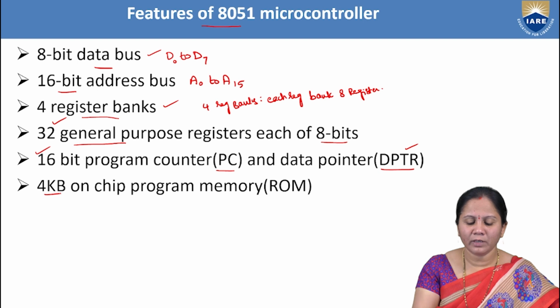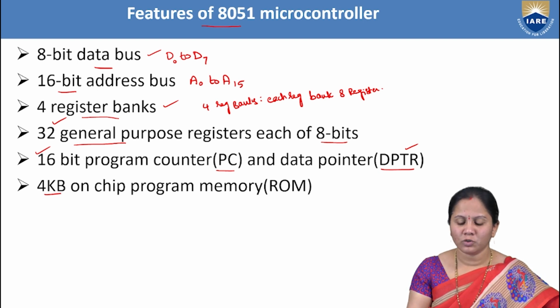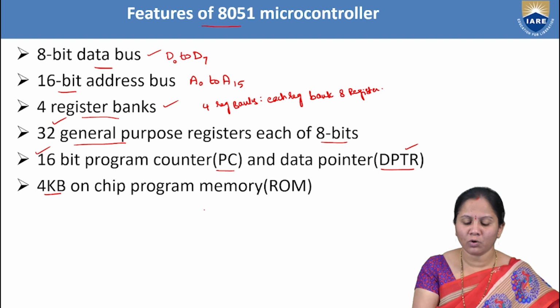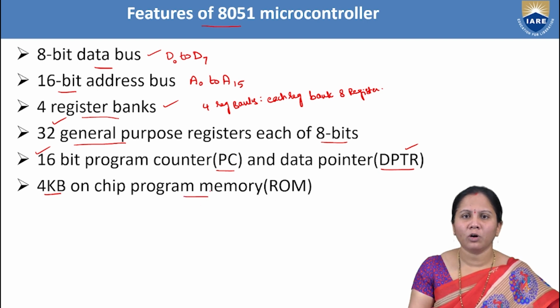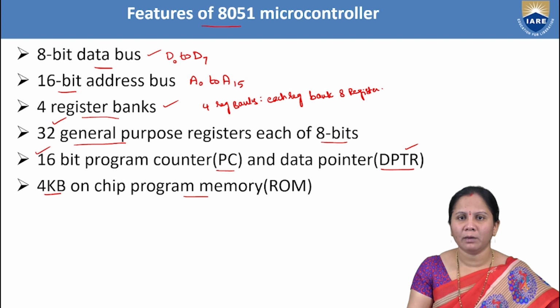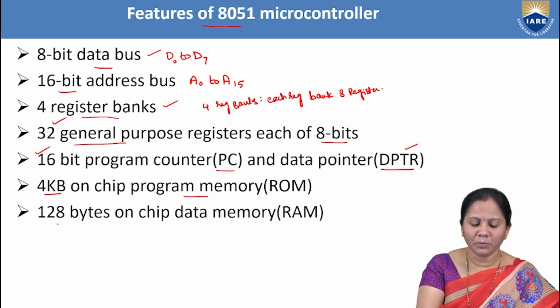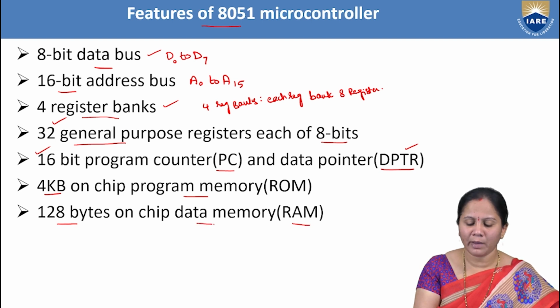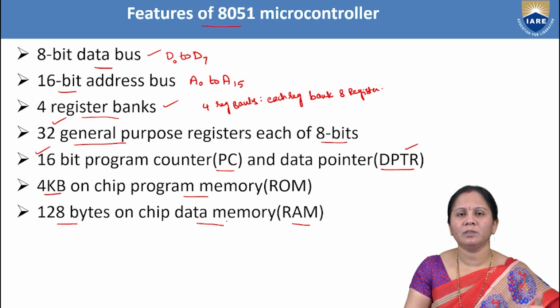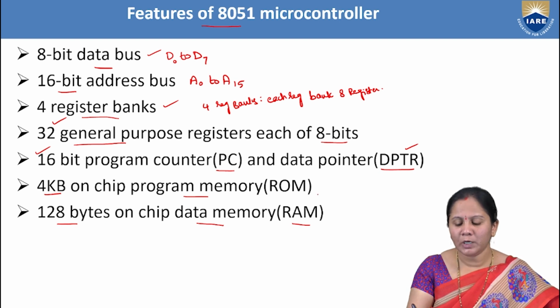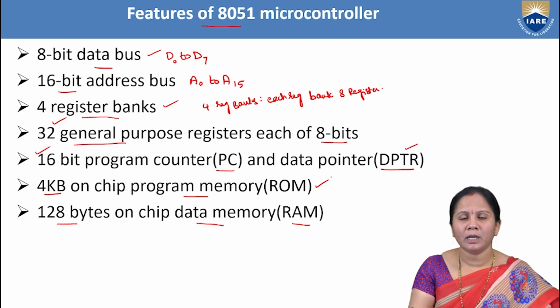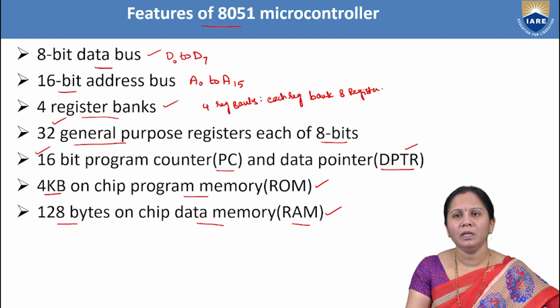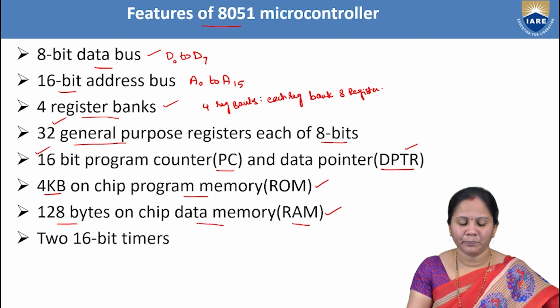And it has 4 kilobytes of ROM. Here ROM means read-only memory. We can also call this program memory. So ROM is a program memory, whereas RAM is data memory. And 128 bytes of RAM is available, that is random access memory. We can also call this RAM data memory, because whatever program or code we are writing will be stored in ROM, and other than the program, anything else you write will be stored in the RAM. That is why one is called program memory and RAM is called data memory.